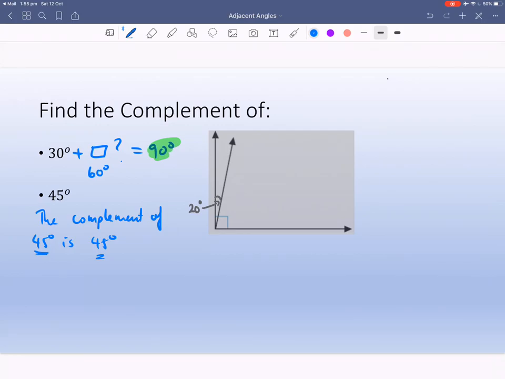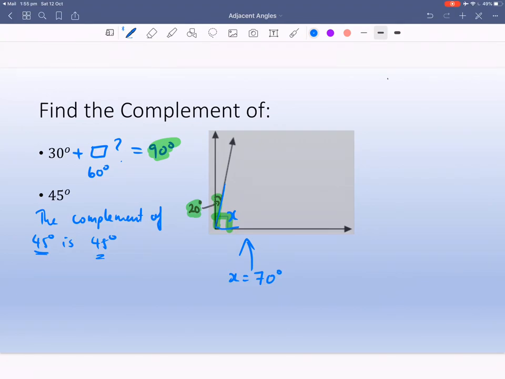Now, you might get questions like this, but you're going to get questions more often like this. It's saying, find the complement of this one. So it looks like it's 20 degrees in here, and that's a 90-degree angle. So how many degrees are left? Well, hopefully you can see it is 70 degrees in there. So if I say this angle here is x, then x equals 70 degrees.